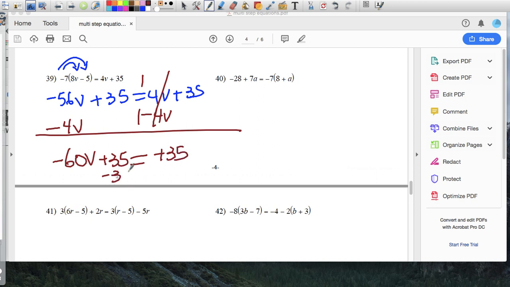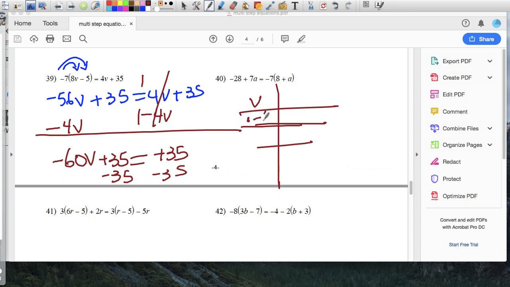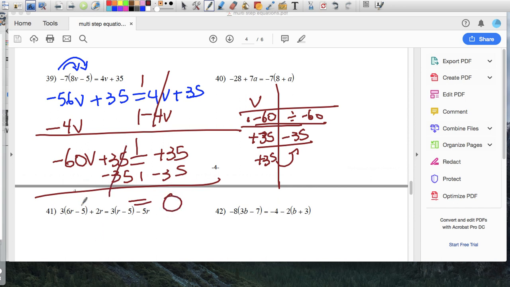Subtract 35 from both sides. And actually, I should do a little story here. I got my variable v, which is being multiplied by negative 60, plus 35, and that gives you plus 35. So going backwards, I have to do minus 35 and then divide by negative 60. So I did the minus 35 ahead already, right? So on this side, plus 35 minus 35 is 0. This one goes out, and I have negative 60v.